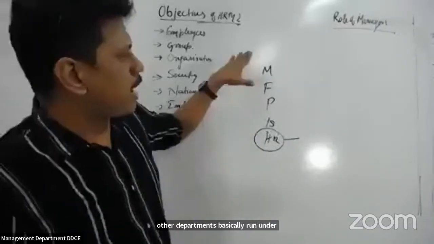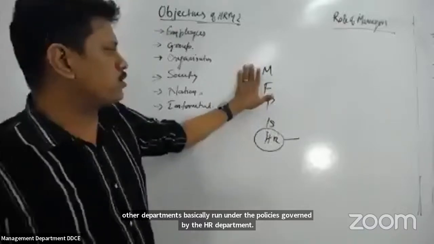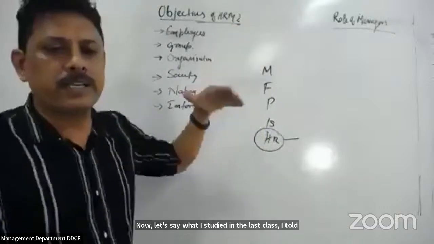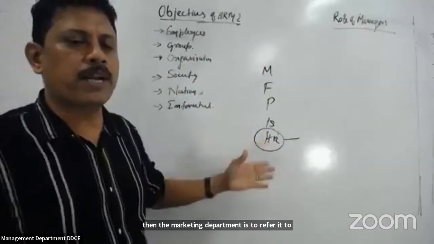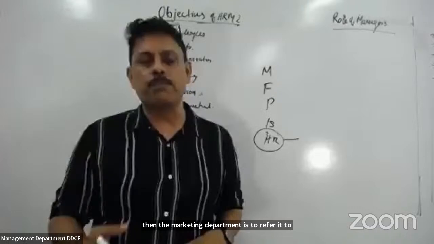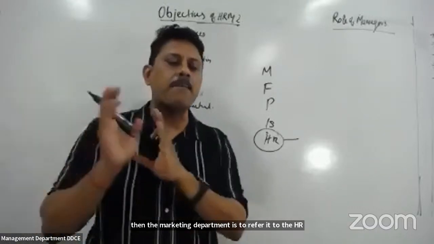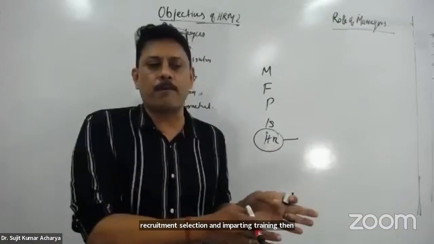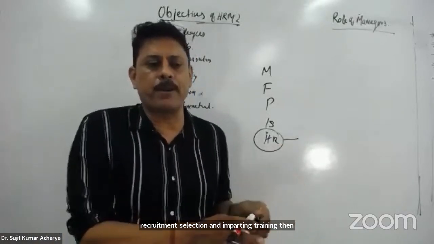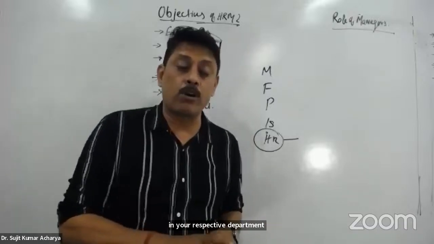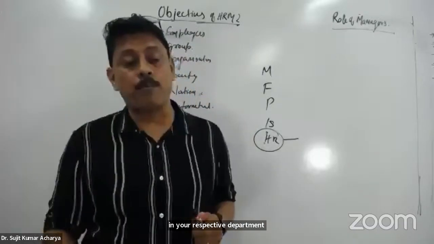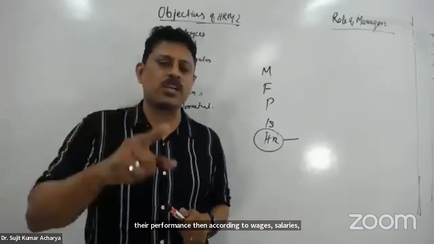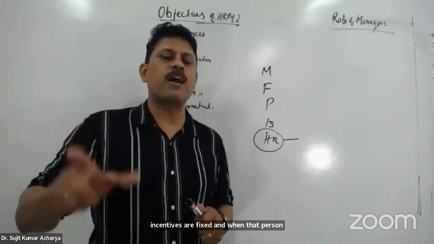Now, as I told you in the last class, if any vacancies are there in marketing, then the marketing department refers it to the HR department, and the HR department will start the process of recruitment, selection, imparting training, then orientation and induction. Then they will induct the persons in their respective department. After inducting, the HR department also monitors their performance. Accordingly, wages, salaries, and incentives are fixed. And when that person gets retirement, the HR department handles that too.